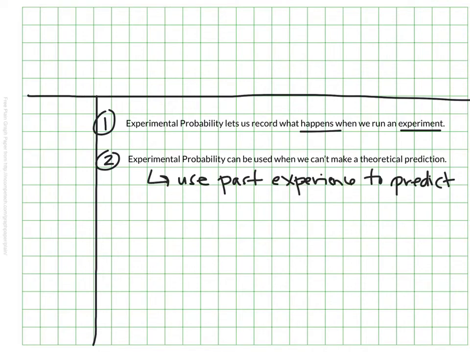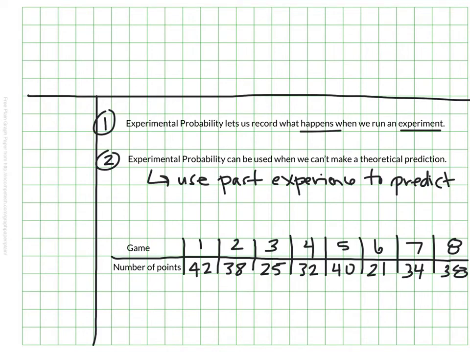I'm going to use an example about a basketball team. Maybe I want to predict how many points my team might get in their next game, but that's not something I can really use theoretical probability standards to do, right? So what I can do is look at some past results. I made a table here of 8 games and the points that the team scored in each of those 8 games. And I can use this as my experience to predict what will happen, right? And this is an experimental probability use as well.